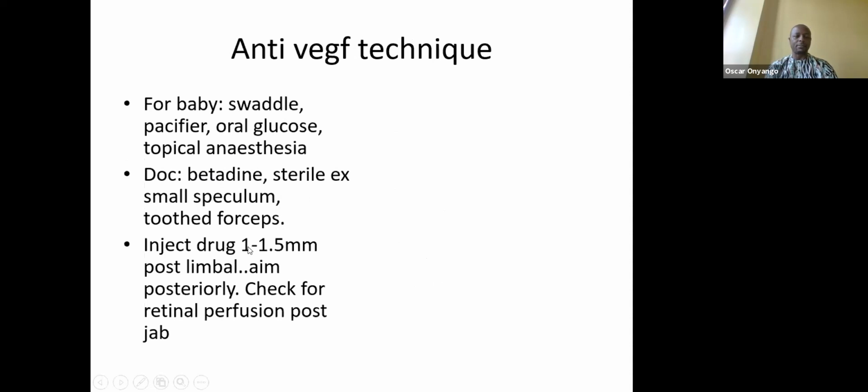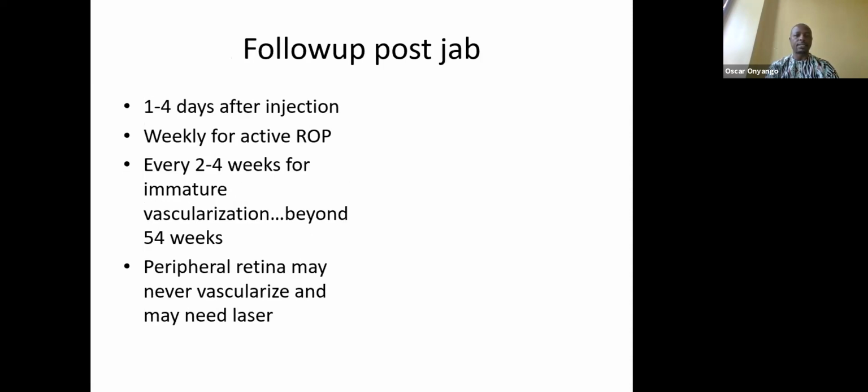We inject, and these are very big measurements for us, 1 to 1.5 millimeters posterior to the limbus. We measure the limbus and point direct. I actually go up to 2 sometimes, depending on the technique used. Checking for retinal perfusion can be done after the injection. You do a quick fundoscopy just to confirm pulsations of the vein at the disc.